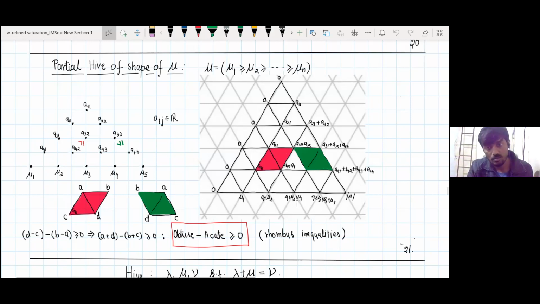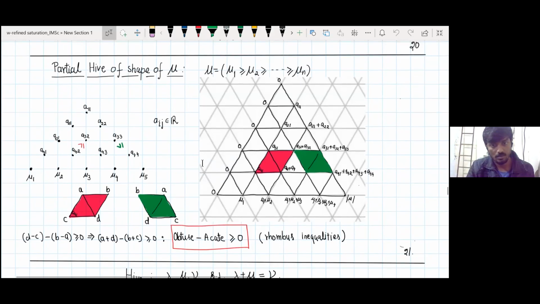And the next one will be mu1 plus mu2 plus mu3; like that you have to take partial sums. So you can also see that this is also a bijection. Okay, this is called the partial height. And what do these inequalities mean in the partial height?